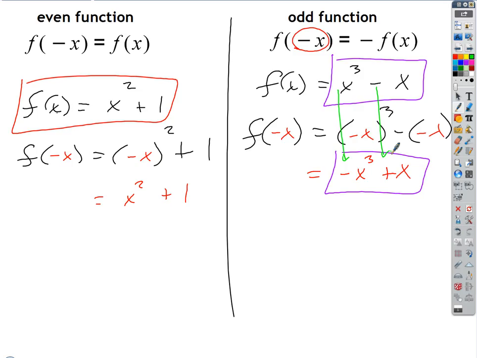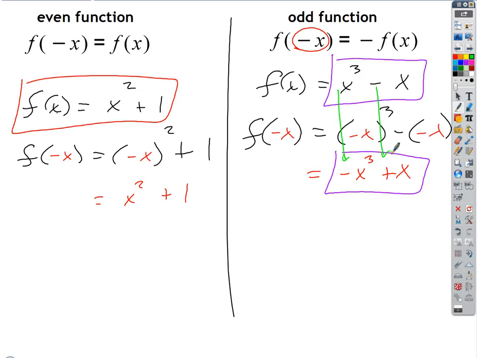How did you get the negative x? Over here? We plug in a negative x into this function. So we get negative x squared plus 1, but negative x squared simplifies to just be x squared because it's an even power, so the negative sign goes away. See what I'm saying?